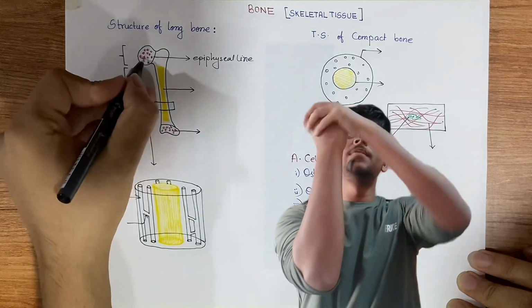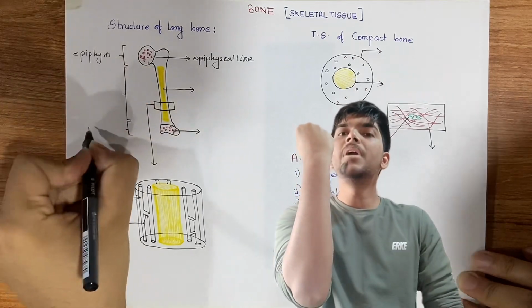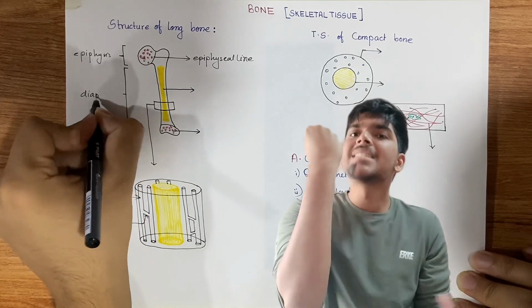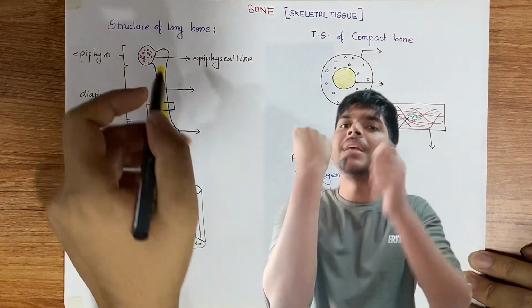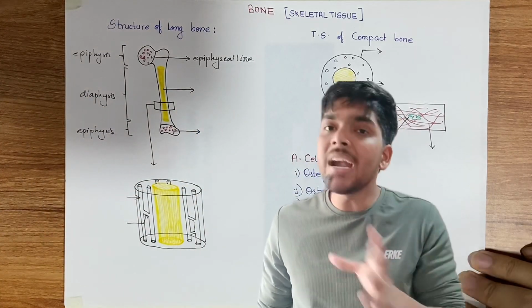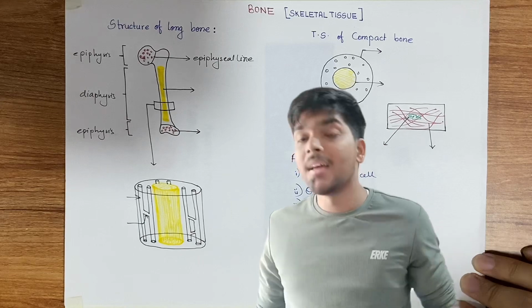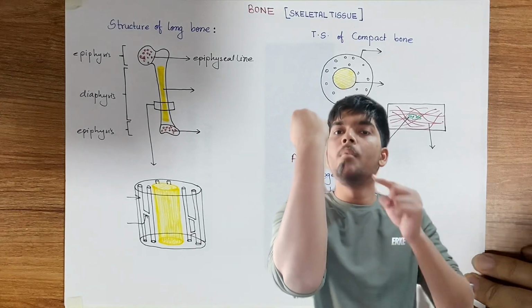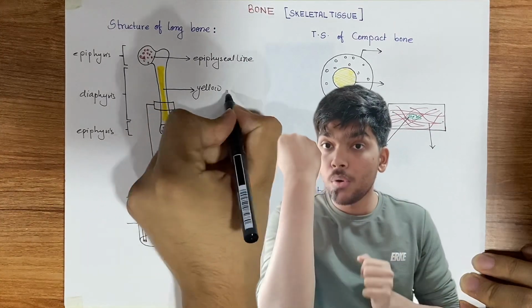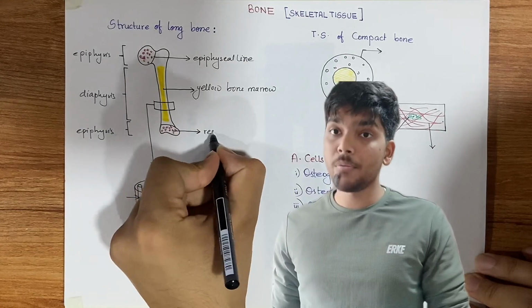At the two ends of the long bone, there is a knob-like structure called epiphysis. And in the middle of these two knob-like structures, there's your shaft or diaphysis. Inside the long bone, there is a cavity or free space, which is known as bone marrow cavity. This cavity is either filled with red bone marrow or yellow bone marrow, depending on where it is. The cavity in the diaphysis region is filled with yellow bone marrow. However, the cavity in the epiphysis region is filled with red bone marrow.